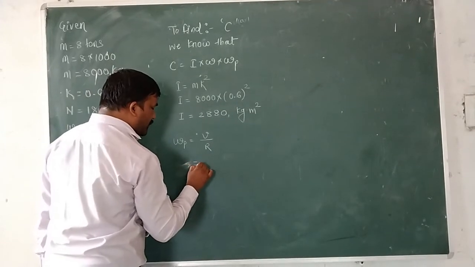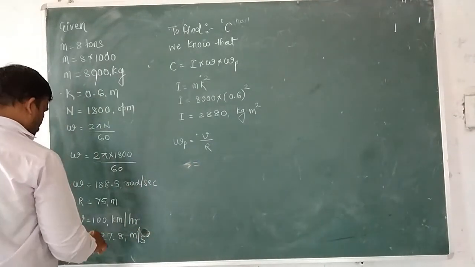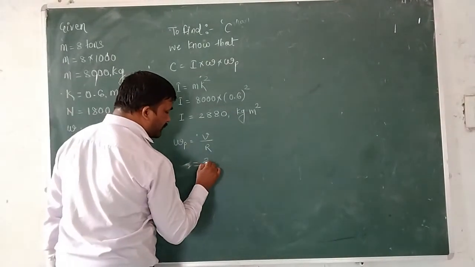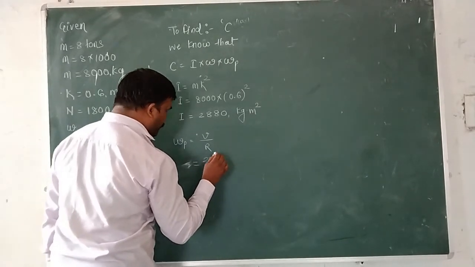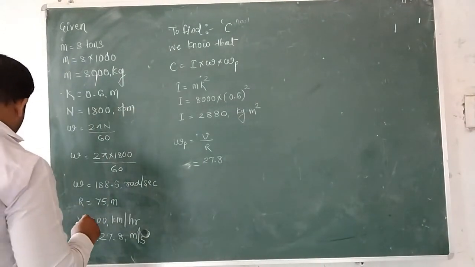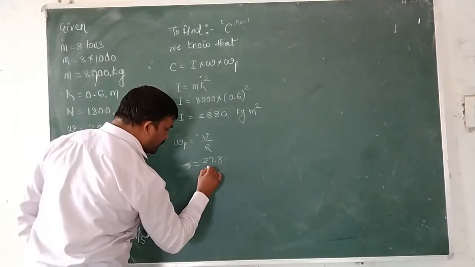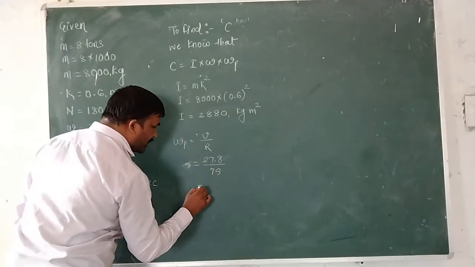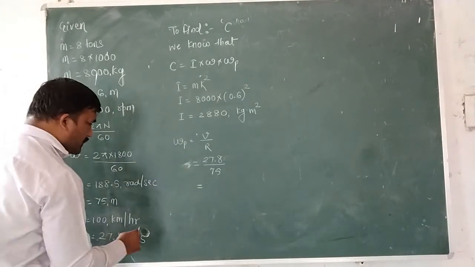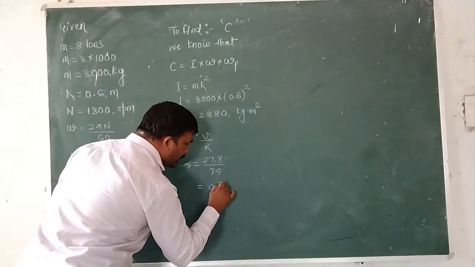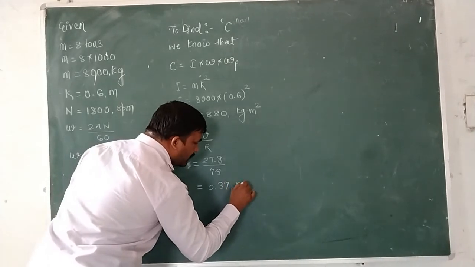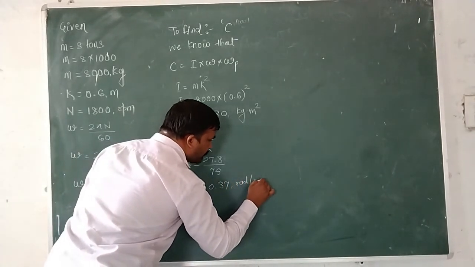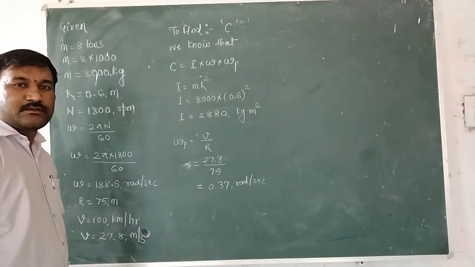The value of V is 27.8, and the value of radius is 75. So the value of omega p comes to be 0.37 radians per second.